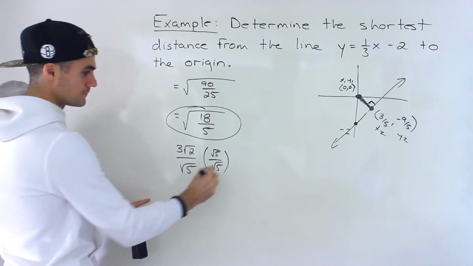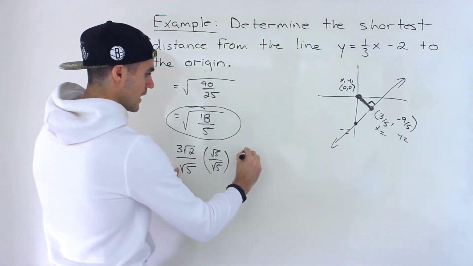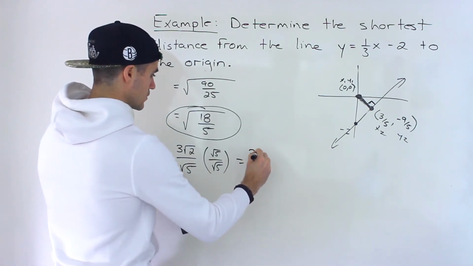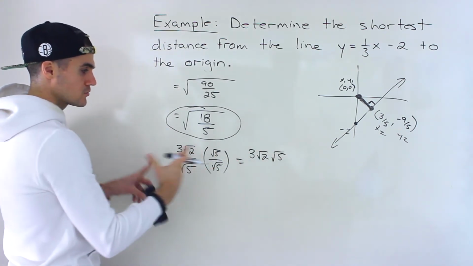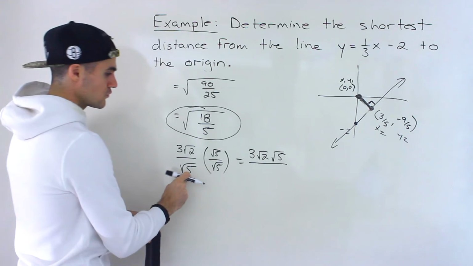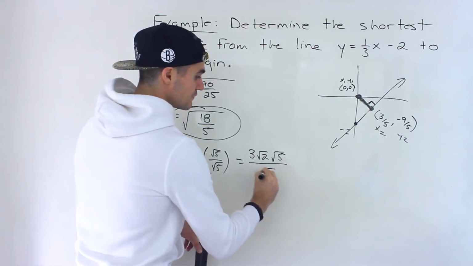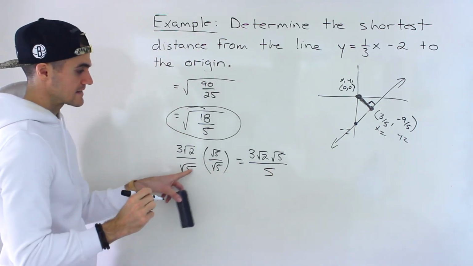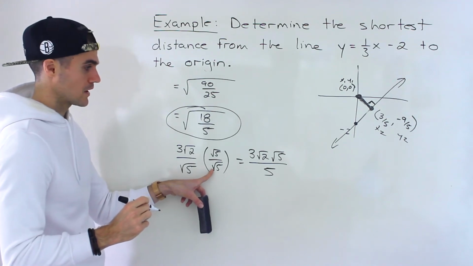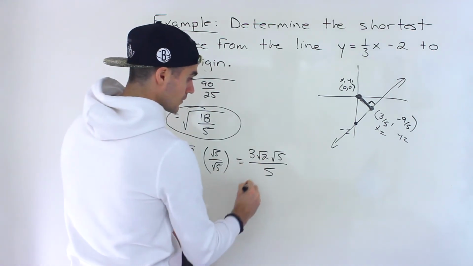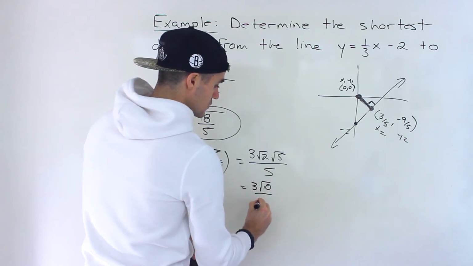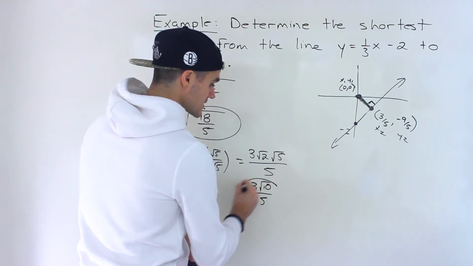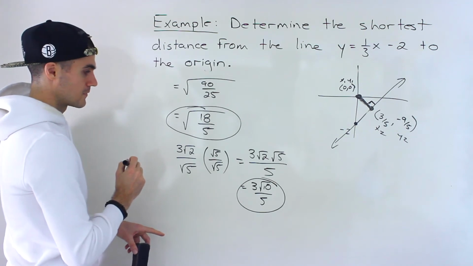So what would happen here is you'd have 3 root 2 times root 5, if we combine the numerators. And then notice what's root 5 times root 5? That's just 5. And so that's how that square root goes away. And then from here, notice root 2 times root 5 simplifies into root 10. So 3 root 10 over 5 is another format.